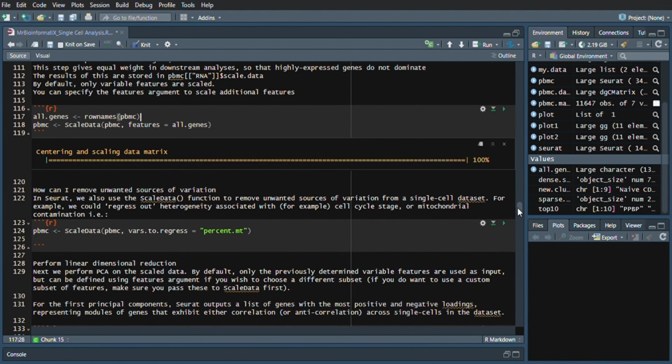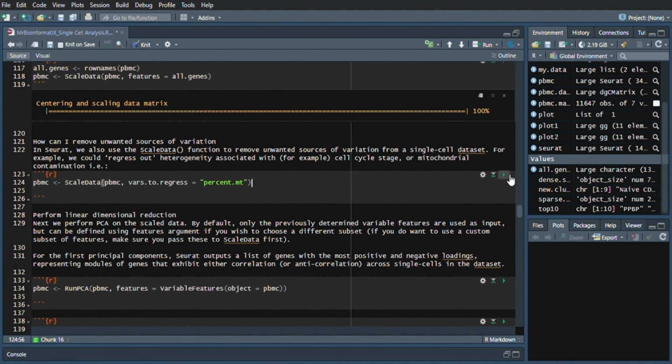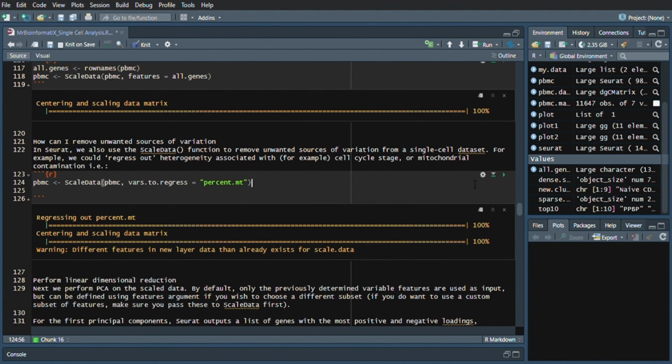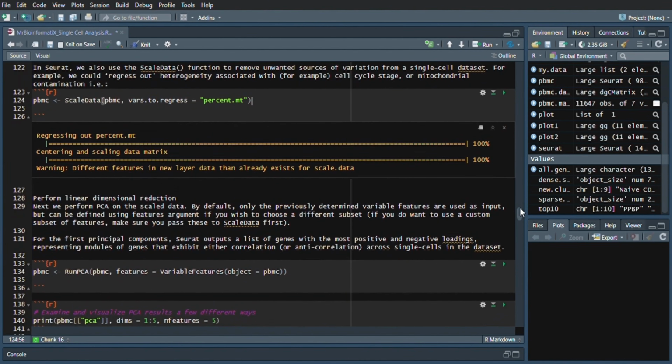And here, for example, we could regress heterogeneity associated with cell cycle stage or mitochondrial contamination. We also use the ScaleData function and we put our data and then we write vars.to.regress and we put percent.mt. And now let's perform our linear dimensional reduction or PCA.